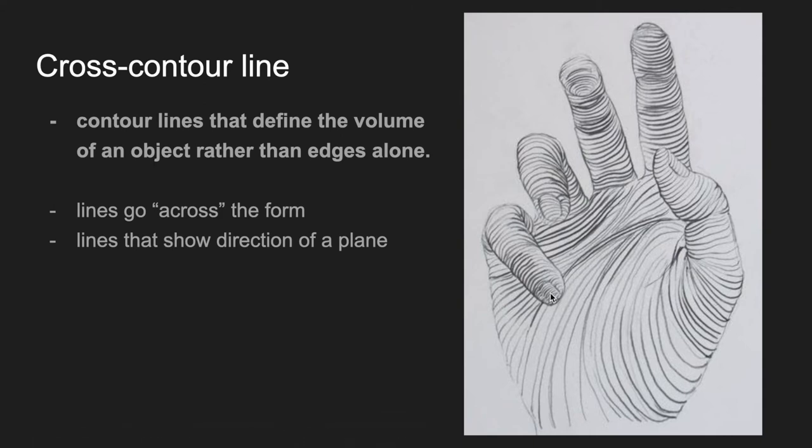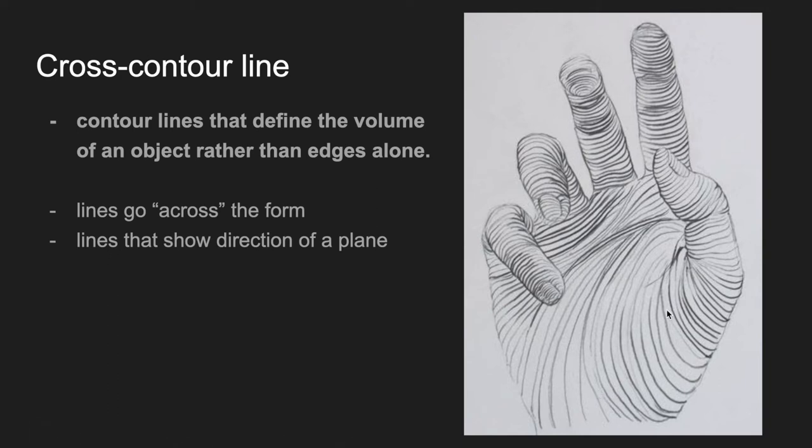So cross contour lines can go across, or they can also go up and down. Now, if they are going up and down and side to side, it almost gives the illusion of a globe, for example. So I'm going to show you in the demo video how to use cross contour line, and it really helps define the volume of an object.